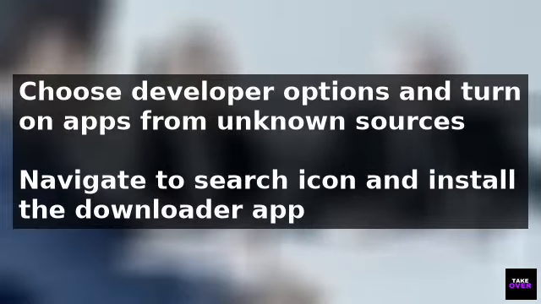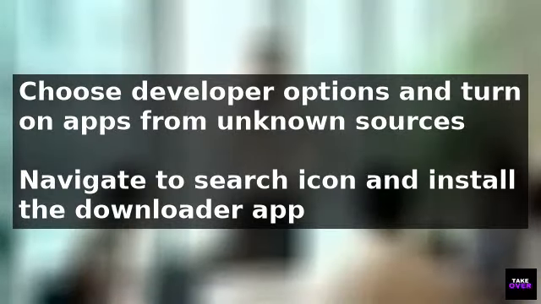Next, choose the Developer options and make sure the Apps from Unknown Sources feature is turned on. Then, navigate to the search icon. Type in Downloader and select the Downloader app from the search results to install it.